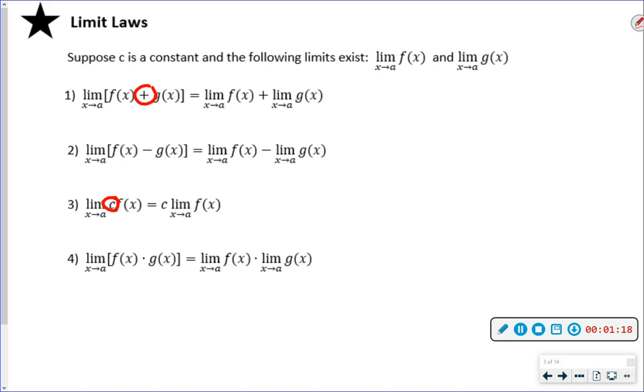Like, let's say you had 5, I don't know, 5 times the function. You can just throw the 5 out front, do the limit, and then multiply that answer by 5 at the end. So we're doing the limit calculations first and applying the operations at the end, is how I think of it.